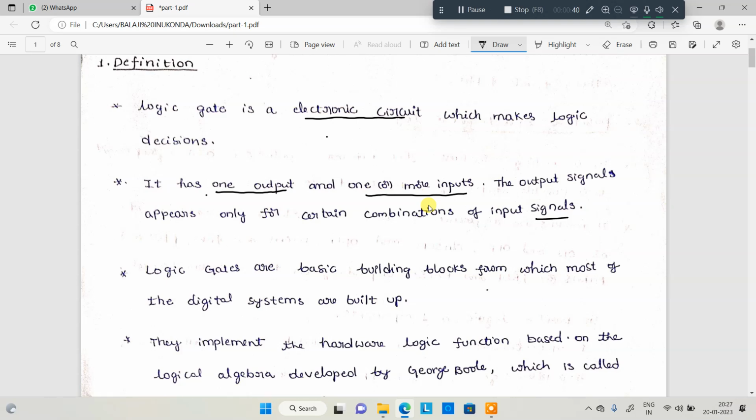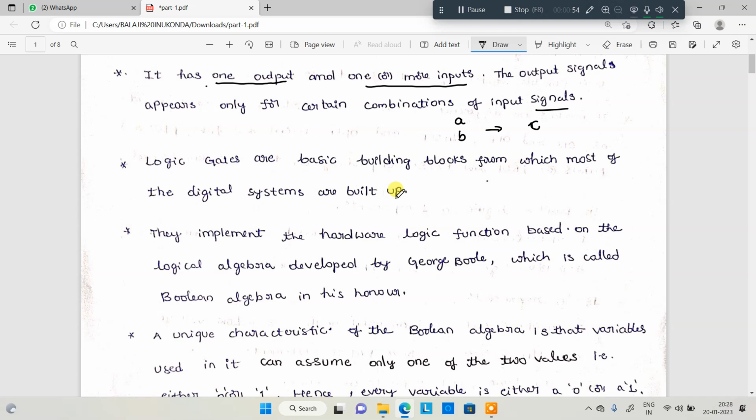For example, you are given two inputs A and B. This particular combination will give some particular output, maybe C is the output. So different types of input combinations will give different outputs. Next, logic gates are the basic building blocks for many digital systems. In any electronic circuit, the ICs that are present are based on these logic gate building blocks only.